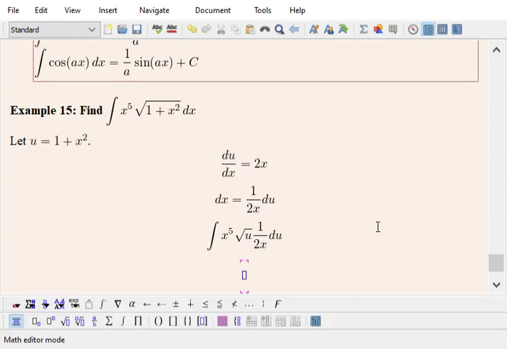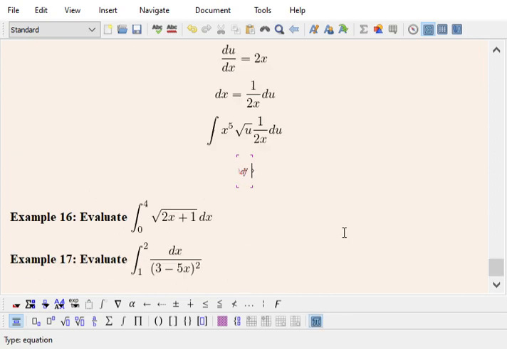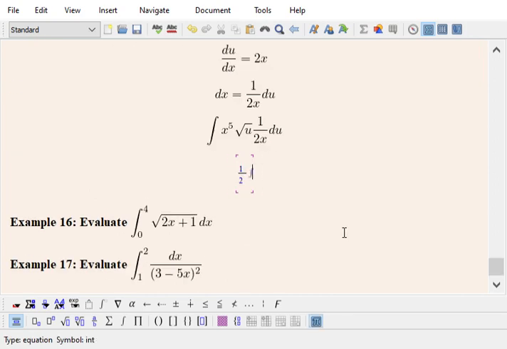Well, we can clean this up a little bit. I mean, we've got a 1/2, so let's go ahead and pull that out. We've got an x to the power 5 on top, and x on bottom, so one of those x's cancels, and we get x to the power 4. We know how to deal with square root of u.